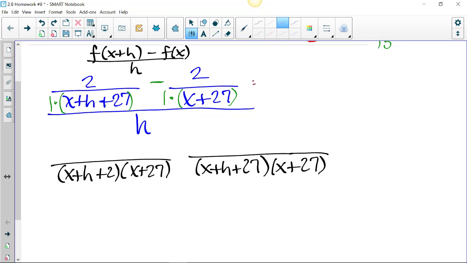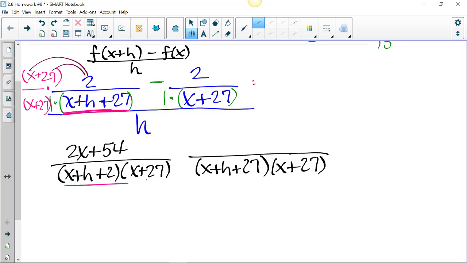So when I go over up here, I have a factor. This factor is here, so I'm missing the x plus 27. So that means I multiply the top by x plus 27 and the bottom, or by a form of 1, so I'm not changing the value. So in the bottom, I get my common denominator. In the top, I have to distribute the 2. You do need to multiply in the top. Denominators can be factored. Numerators have to be multiplied out. So this becomes 2x plus 54.